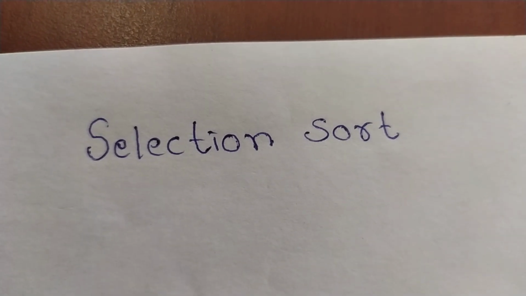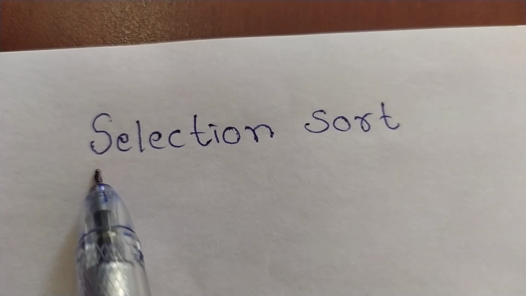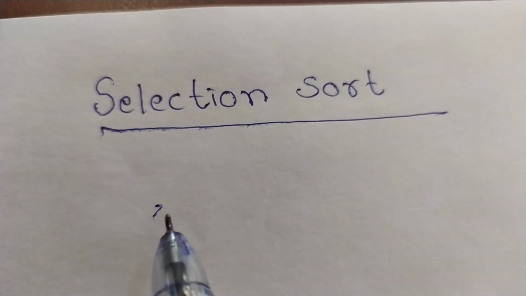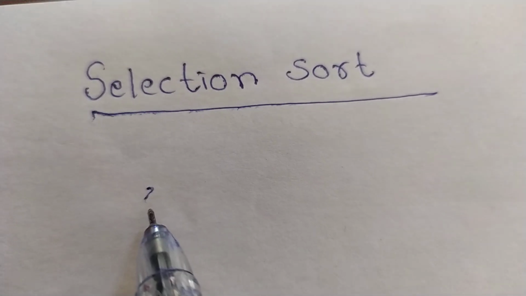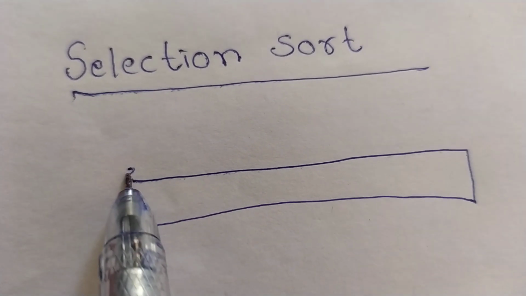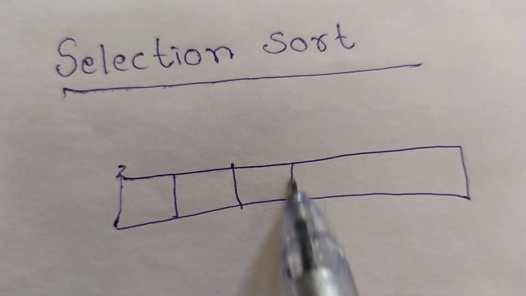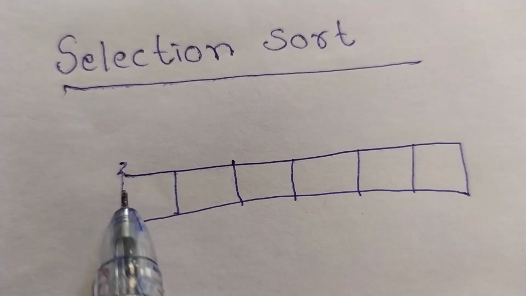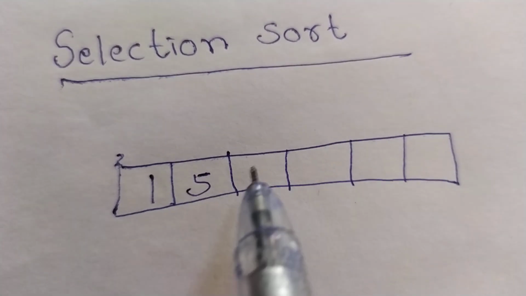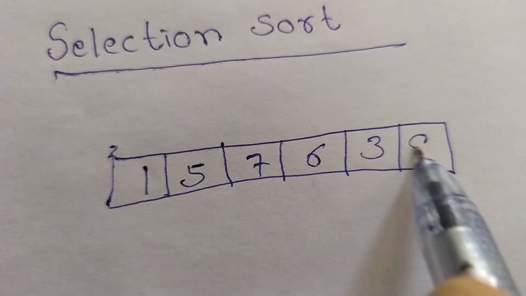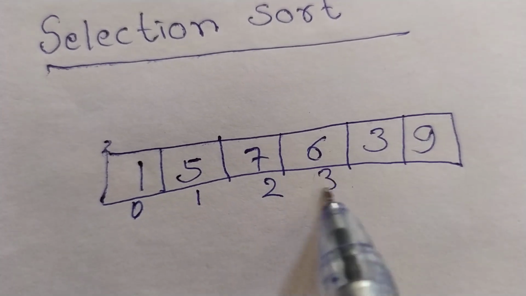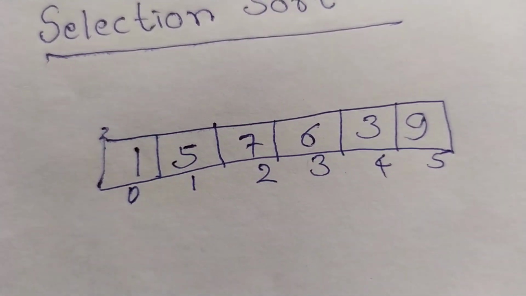Today we are going to discuss another very interesting sorting algorithm, that is selection sort. This is a very simple algorithm which we use to sort an array. It's very interesting. Let's go with it by taking an example. Let's suppose we have an array of size 6. 1, 5, 7, 6, 3 and 9 are its elements at index 0, 1, 2, 3, 4 and 5.